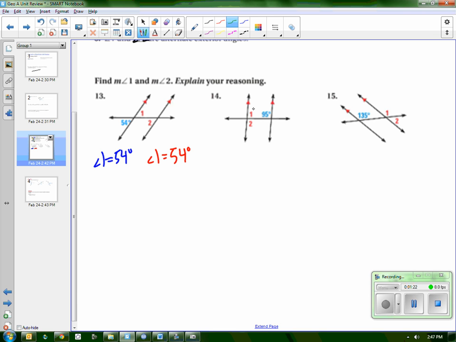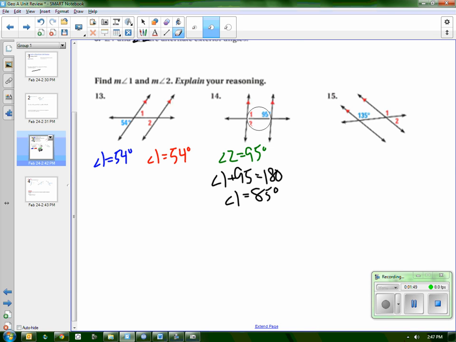Let's see, finding angle 2 is easy. I can do that first. That's going to be 95 degrees. These are alternate interior angles, so those are good. And then angle 1 and 95 degrees, those are not congruent. Angle 1 plus 95 is going to give you 180 degrees, which means the measurement of angle 1 is going to be 180 minus 95, which is 85 degrees, because these are same side interior angles. They are supplementary. You got to be careful with those guys.